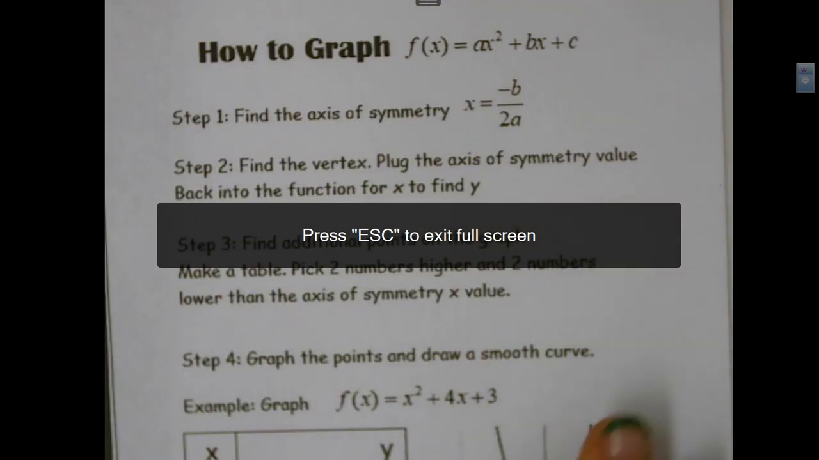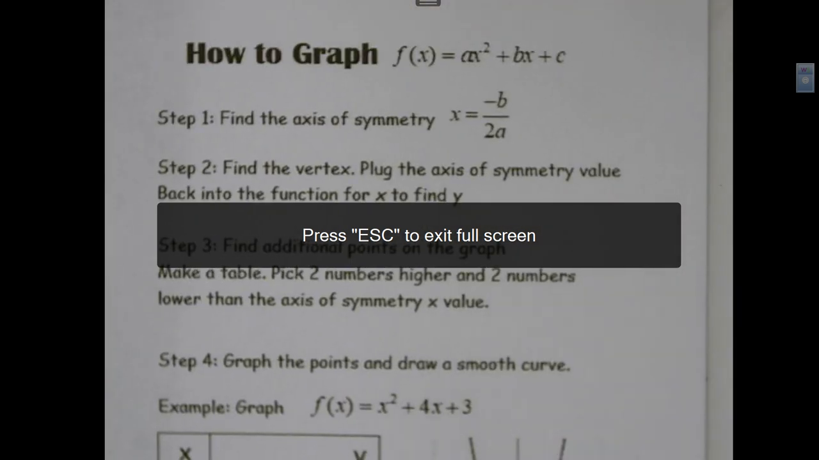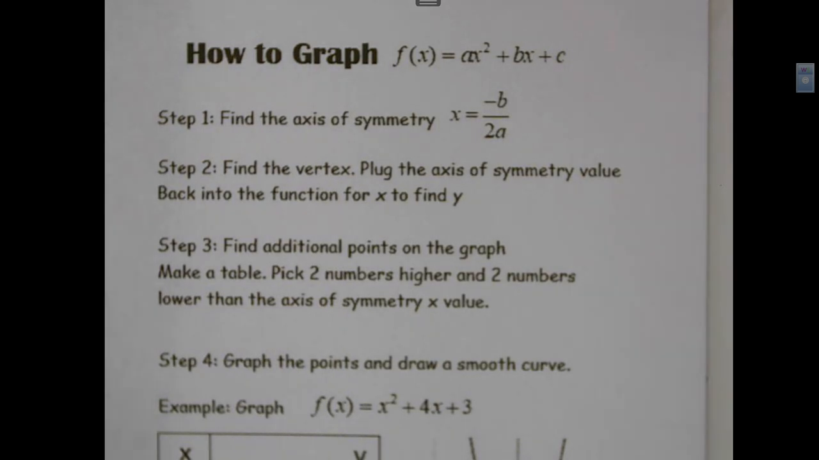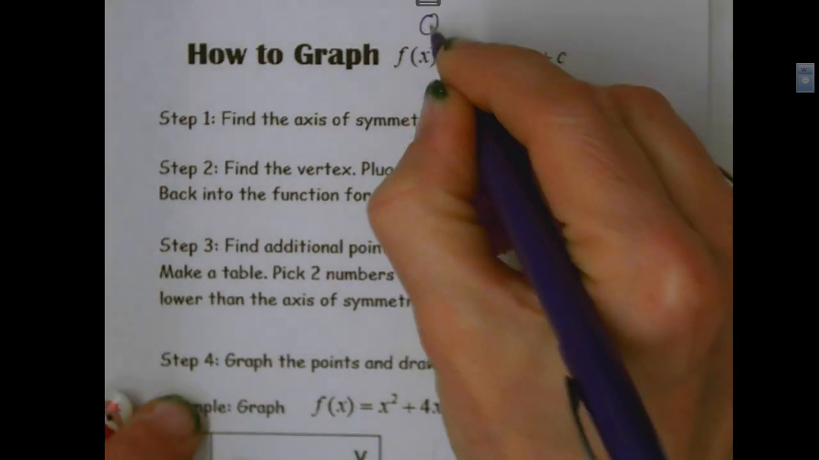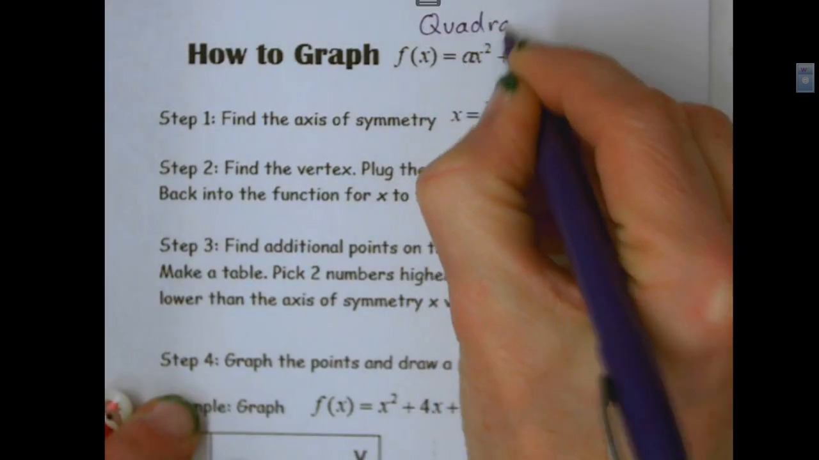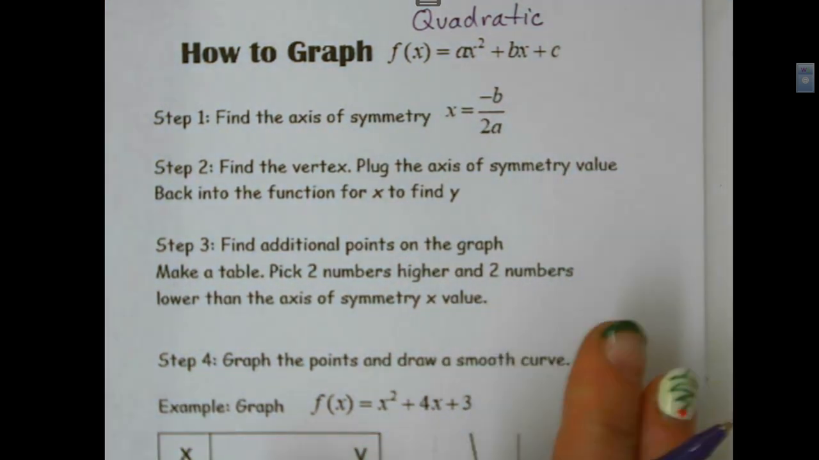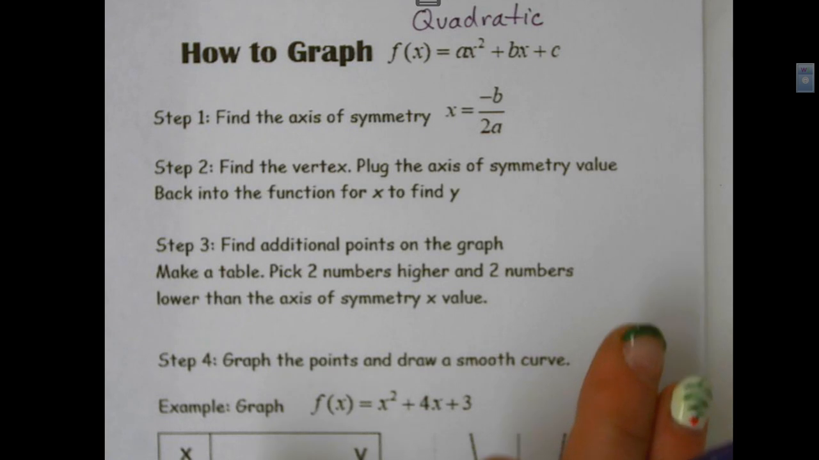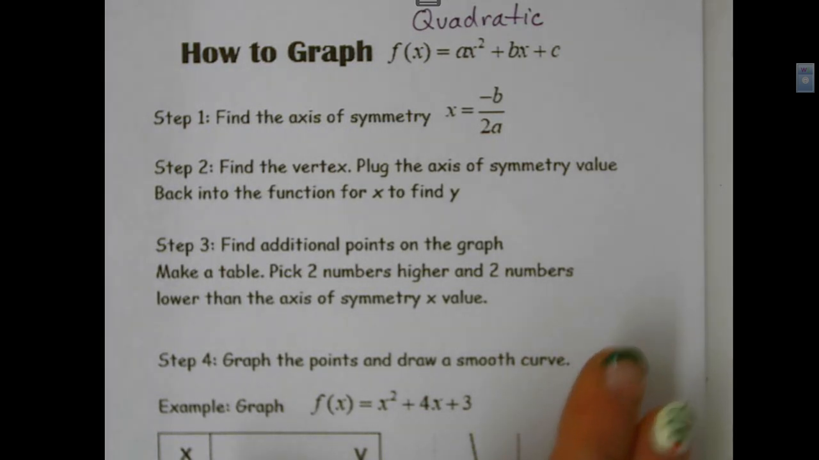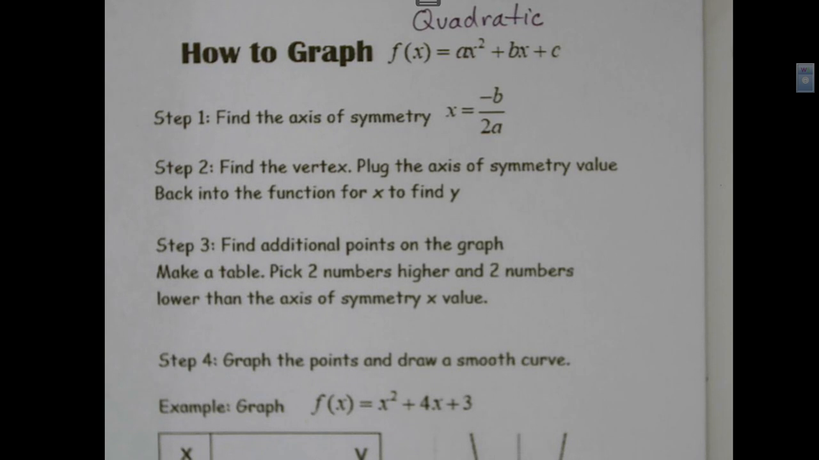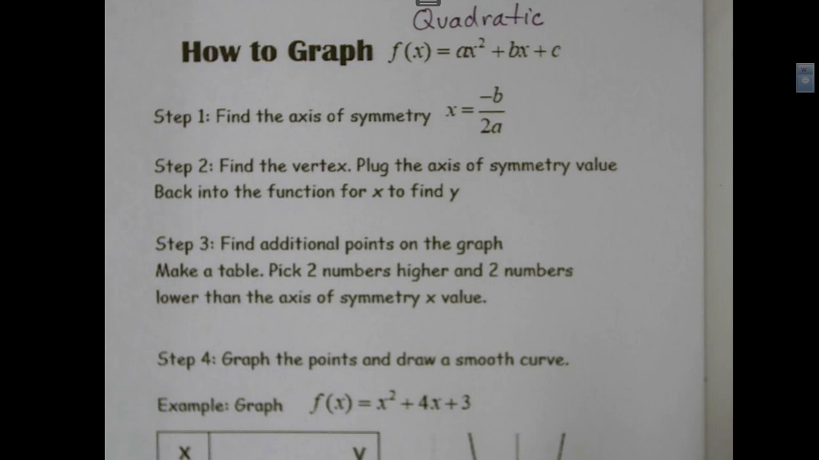Okay, so here is your sheet, and this is called a quadratic. So that's what our new unit is. It's on quadratic functions. And so we've been working on function notation, and so now we are going to apply that and be able to graph these functions.